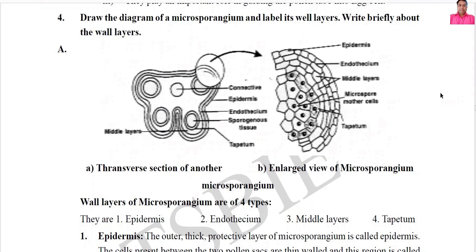Welcome back, intermediate students. We are going to discuss the first year botany, third unit, 8 marks question answers. As a continuation, previously I explained the third question, and now I'm explaining the fourth question. It is most important and often comes in examinations. It is also an 8 marks question.